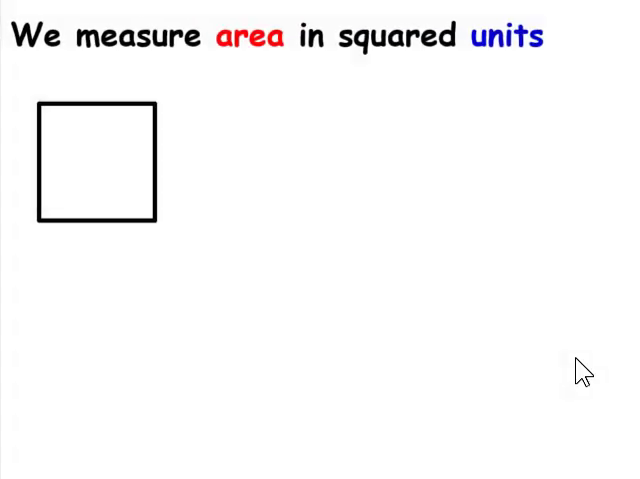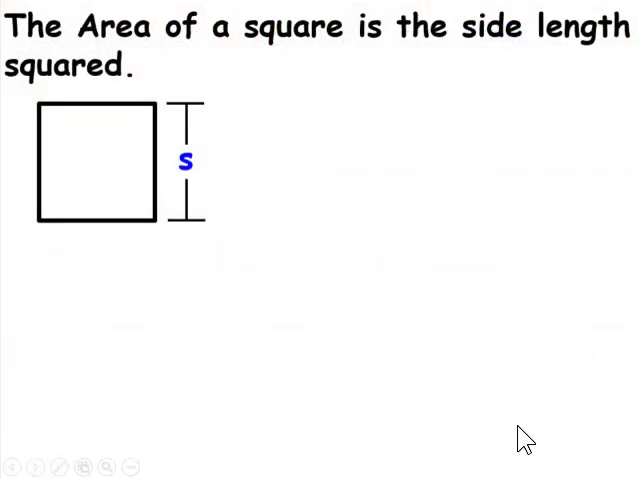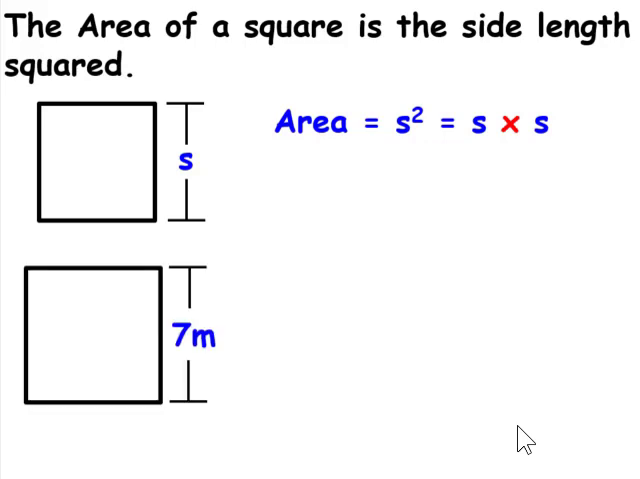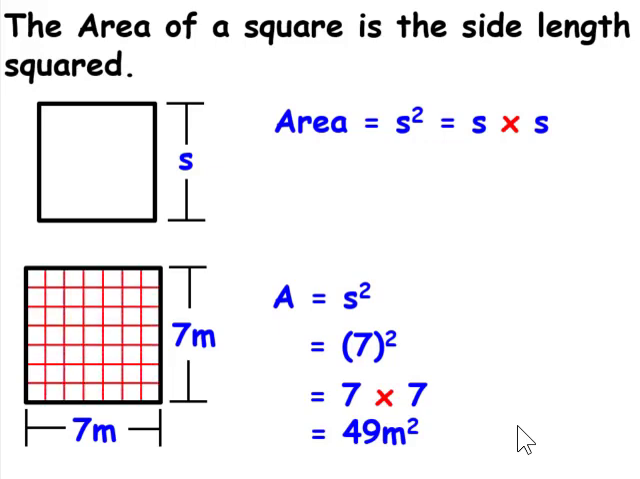We measure area in square units, just like you might see the tiles on your floor. The area of a square is the side length squared. Area is equal to S squared, which means side times side. When given one side, we are actually given all the sides. Since area is equal to S squared, we'll substitute 7 in for S. 7 squared means 7 times 7. Therefore, the area is 49 meters squared. So therefore, we'll have 49 squares.